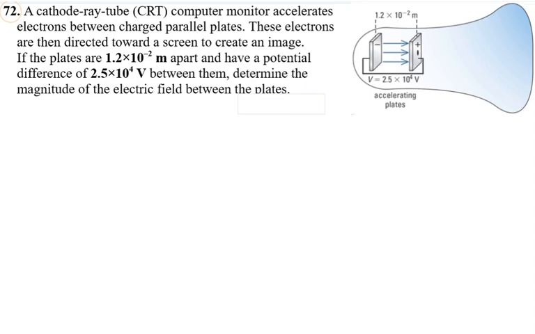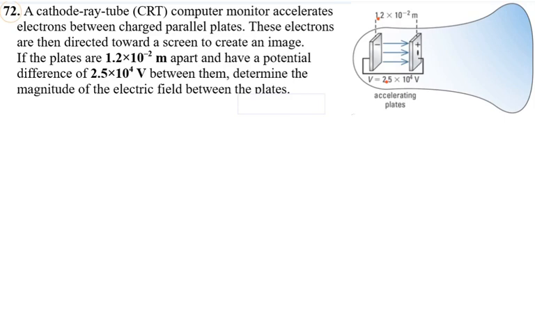These electrons are then directed toward a screen to create an image. If the plates are 1.2 times 10 to the negative 2 meters apart and have a potential difference of 2.5 times 10 to the 4th volts between them, determine the magnitude of the electric field between the plates.